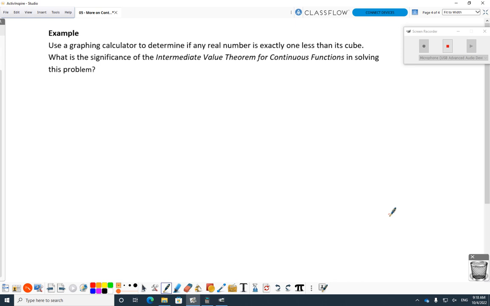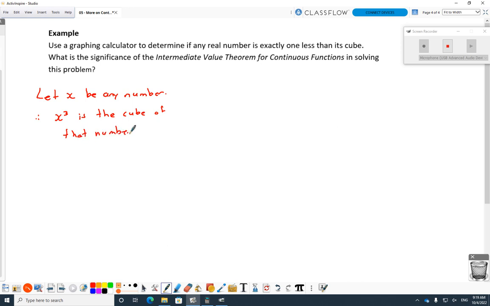Last example, am I right? Last example. Use a graphing calculator. Determine if any real number is exactly 1 less than its cube. And I'll do the second sentence after I do that. Well, at first glance, this might be a little bit of trouble, but let me just write a couple things. Let x be any number. Therefore, x cubed is the cube of that number.